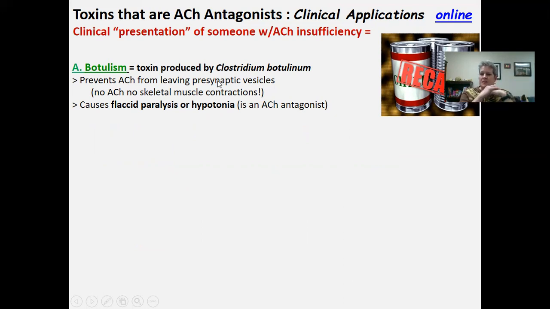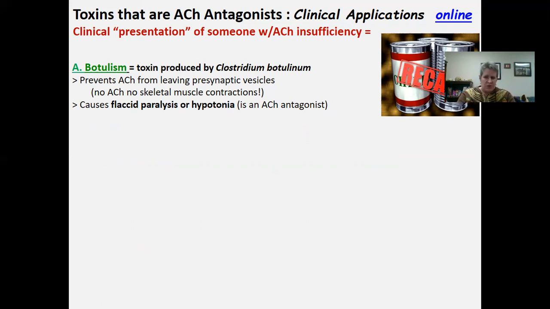Remember when we talked about acetylcholine signaling? A presynaptic neuron has to release that acetylcholine to cross the synapse to bind to a receptor, okay? If that acetylcholine is not allowed to leave the neuron, it's never going to cross the synapse. It's never going to bind to a receptor. It just stops it completely.